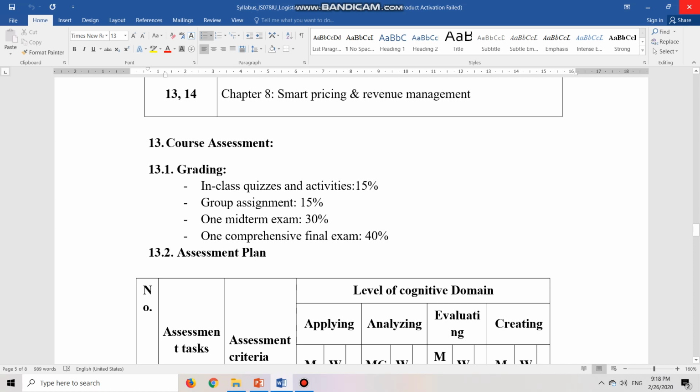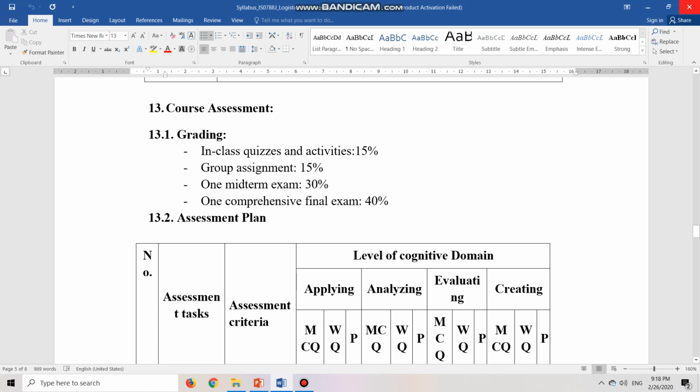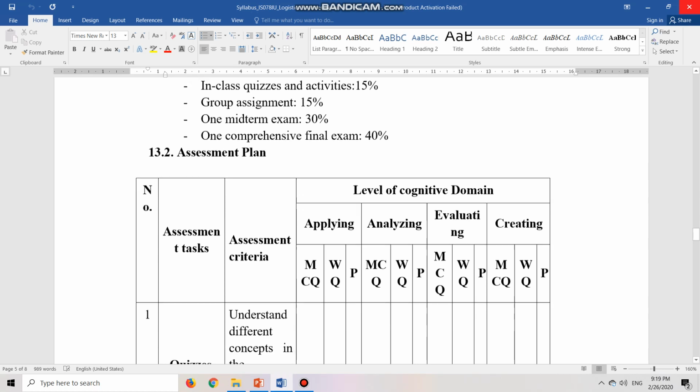And here is the course assessment. We will have quizzes and activities in class, and the group assignment will take 30%. The group presentation will be 15%, and the quiz and performance in class is 15%. We have one midterm exam that takes 30% and one final exam that takes 40%.